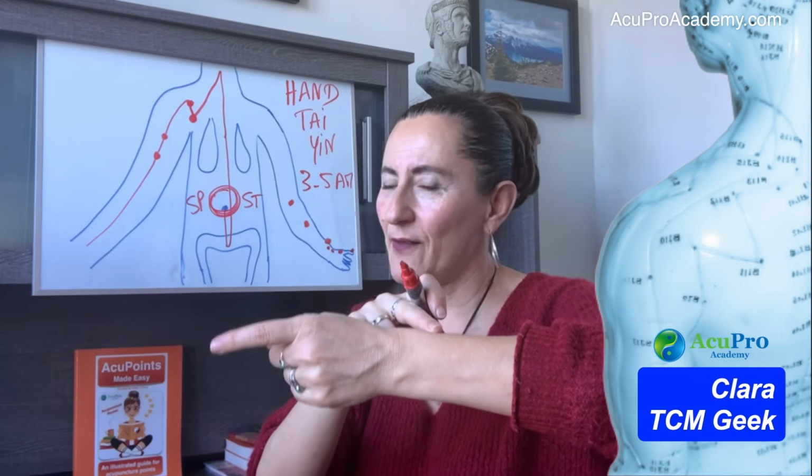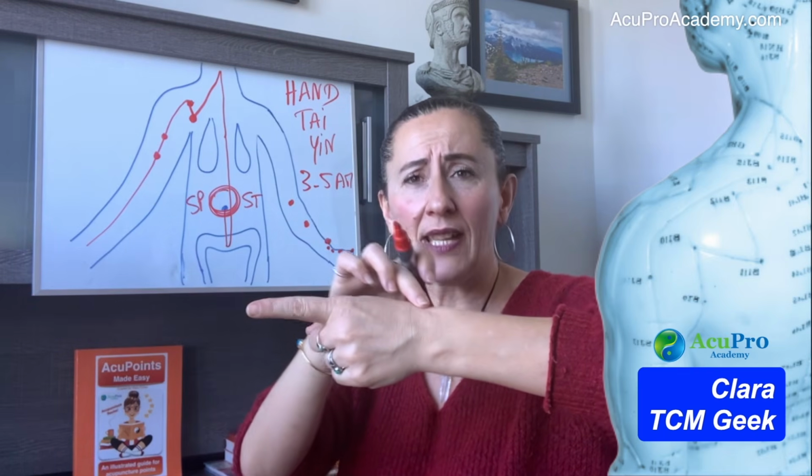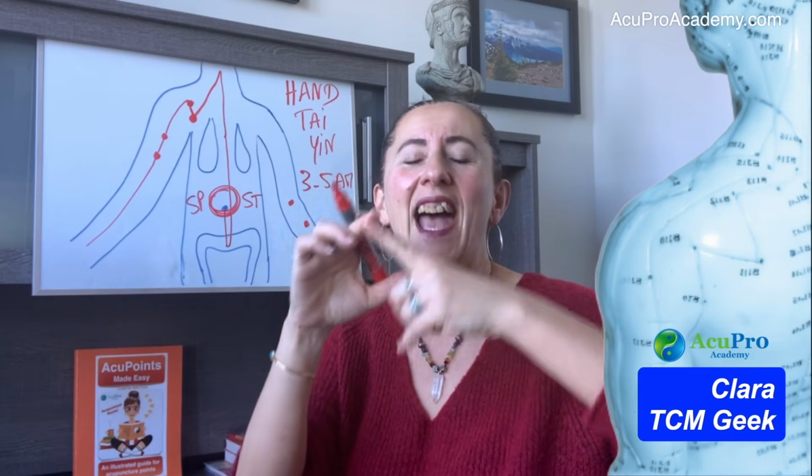So the branch starts at Lung 7, and when we get to Lung 7, we'll understand why it starts there. It goes along the dorsum aspect of the hand and finger, and finishes at the index finger, where it meets Large Intestine 1, where the large intestine channel starts. So let's recap that quickly.